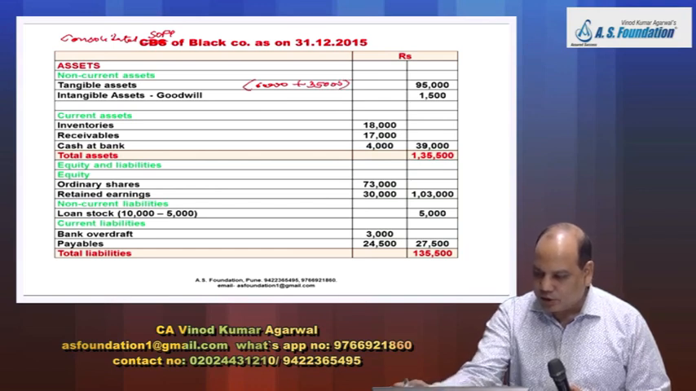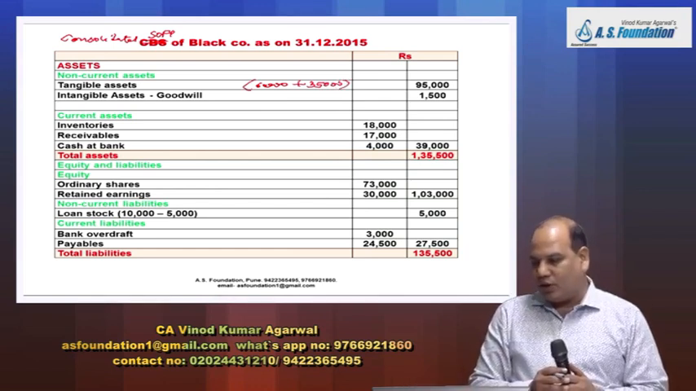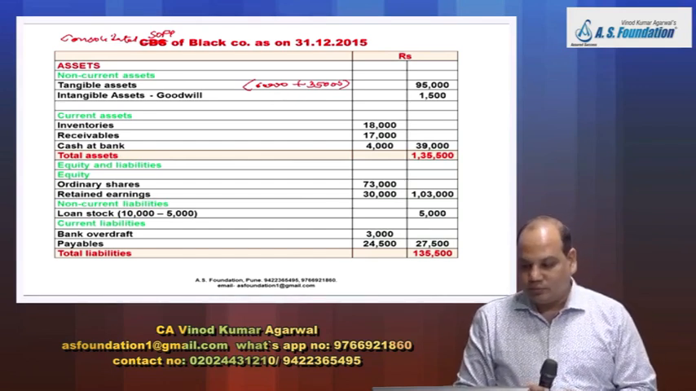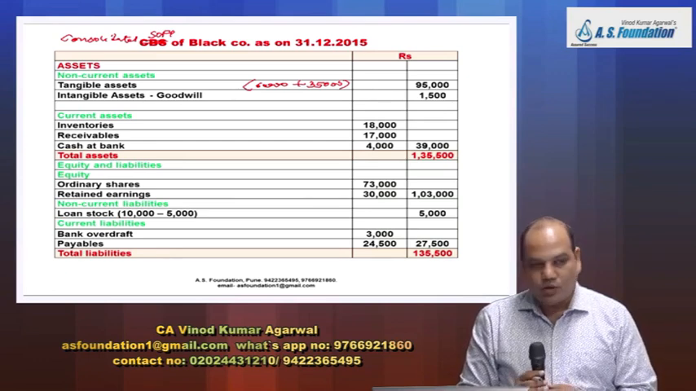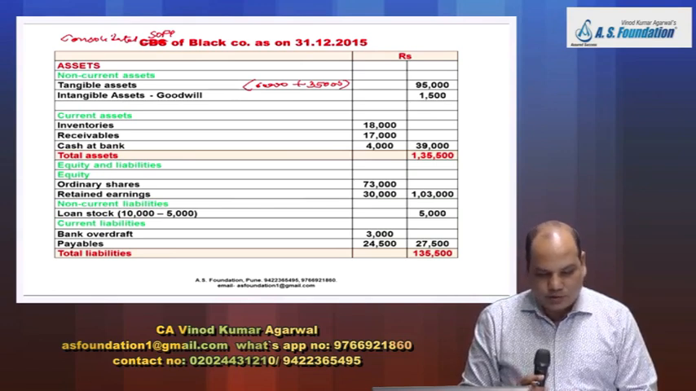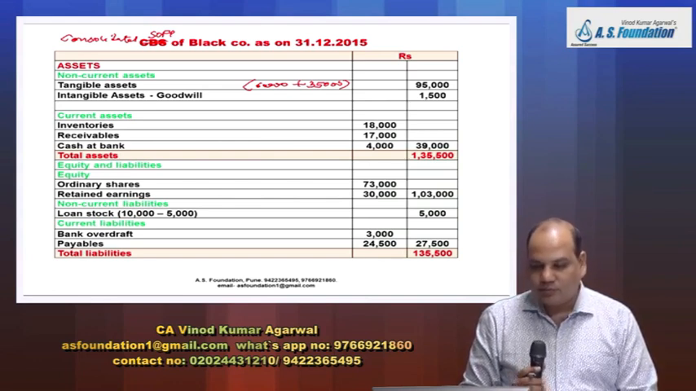Consolidation means consolidating the financial statement of the subsidiary with the parent. Then intangible asset, goodwill 1,500 already calculated. Current assets: under that write inventories 18,000, 10 plus 8. Receivables 8 plus 9, 17,000.